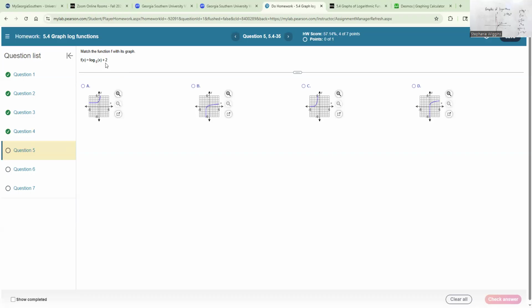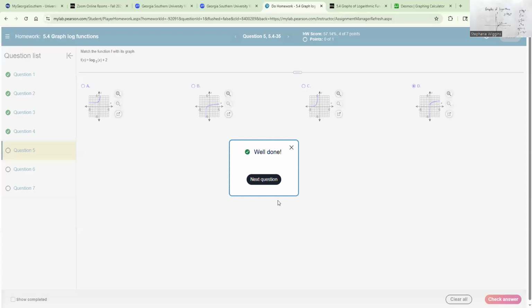Here, now the 2 is on the outside of the logarithm. In the previous one, we shifted to the right because the -1 was inside the logarithm, but this 2 is outside, so this one is going to be shifted up 2. But we still have that basic logarithmic shape, and it's been shifted up 2. So we can see D is the correct choice here. It's got the shape as I have here on the board. That basic logarithmic shape, but it's been shifted up 2 units, so D is the correct choice.